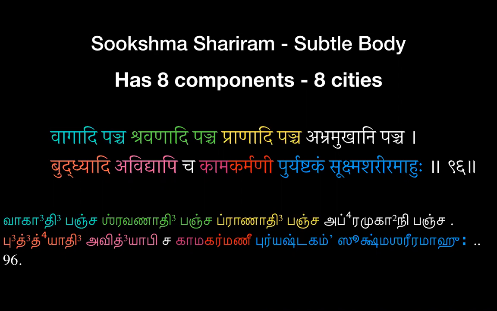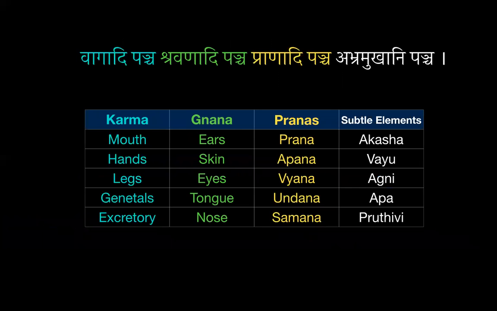It's a poetic form of expression. It basically says the subtle body has got 8 components. What are the components? Vagadi Pancha, Shravanadi Pancha, Pranadi Pancha, Abhramukani Pancha, Buddhyadi, Avidyapicha, Kama, Karmani, Puryashtakam, Sukshma Sharira Mahuhu. He says, what are the each thing?